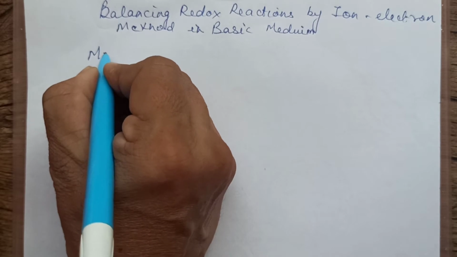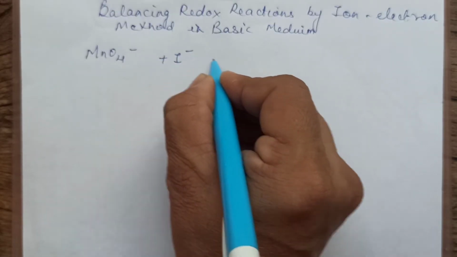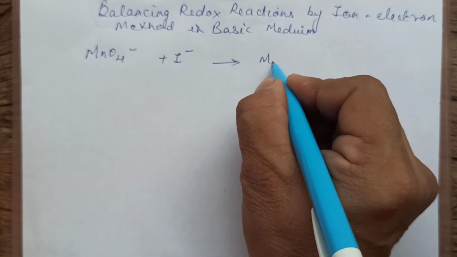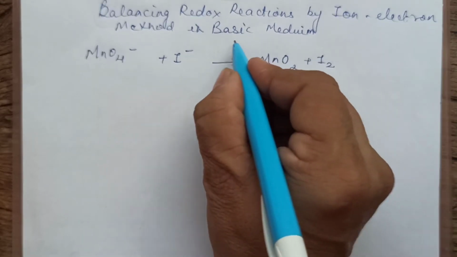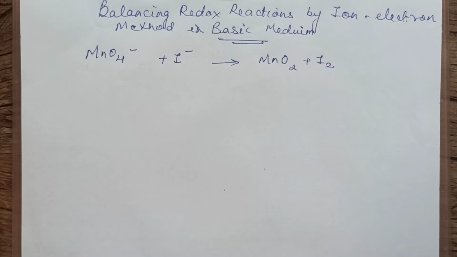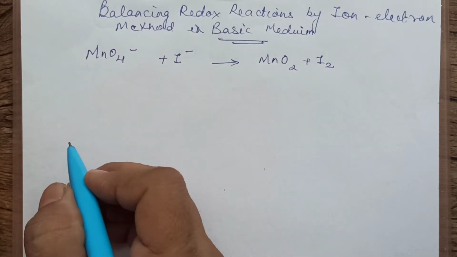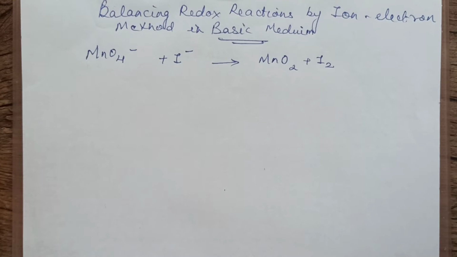So I will take a basic medium example. Say you have MnO4 minus plus I minus forms MnO2 plus I2. This is in the basic medium. The medium will be given to you in the question, and which method you have to use for balancing will also be given. So the first step is the same as we discussed in acid medium. You will calculate the oxidation states of all the elements present here.